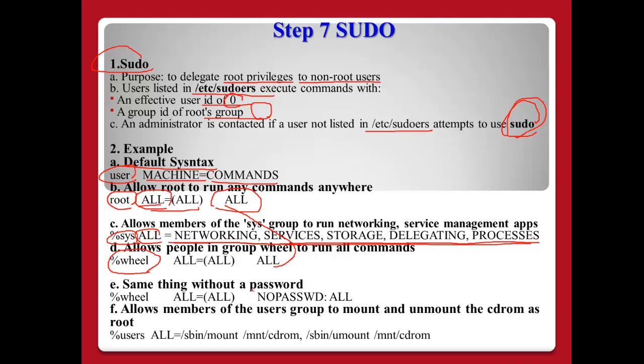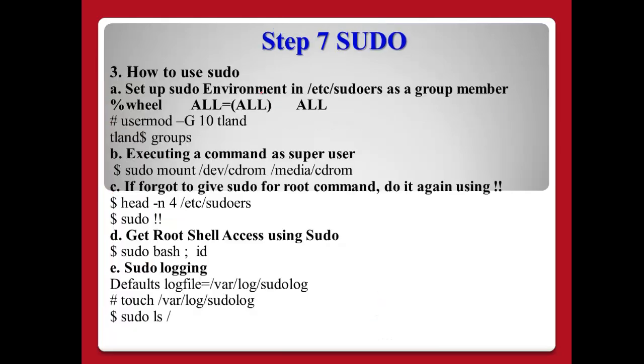Number 4, same thing without password. All members of the group can run without a password if we set up like this. Number 5 allows members of the users group to mount and unmount the CD-ROM. For example, if one user belongs to the group users, then he can use this kind of command, mount CD-ROM or unmount CD-ROM like this. Okay, number 3, how to use sudo.